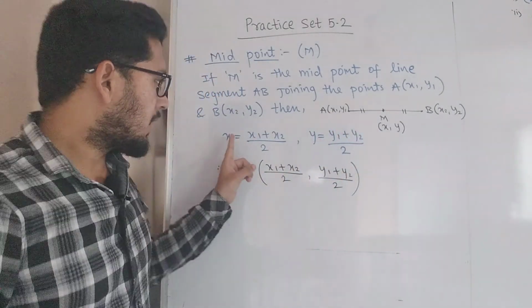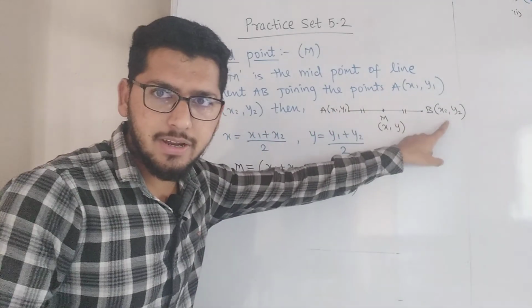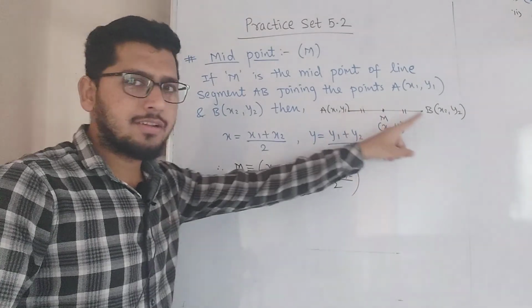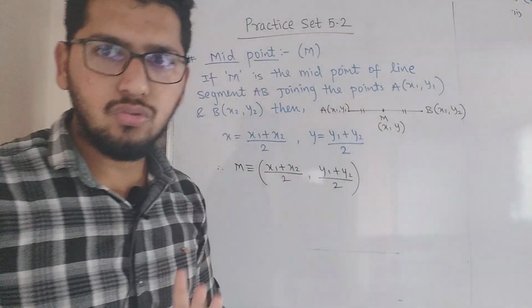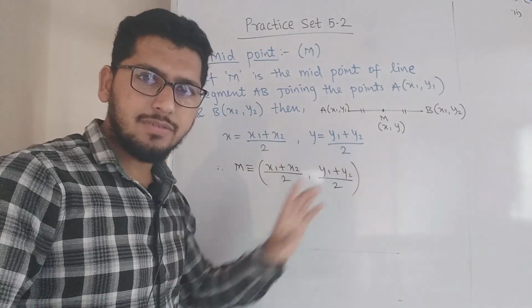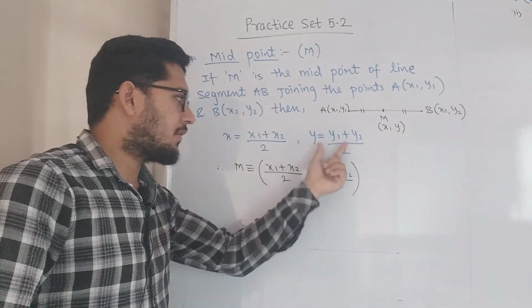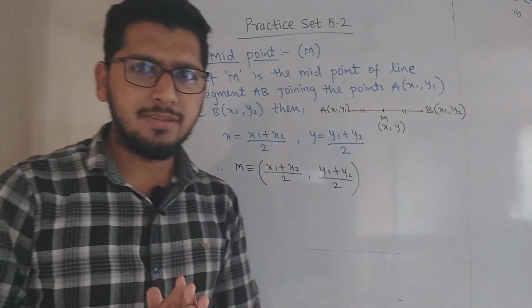Okay, then the formula will be x equal to x1 plus x2 upon 2. यहाँ का x1 लेना है, वहाँ का x2 लेना है, divide by 2. And to calculate y, y1 plus y2 upon 2. यहाँ का y1 लेना है, वहाँ का y2 लेना है, and divide by 2. So these two formulas are there, x equal to x1 plus x2 upon 2, y equal to y1 plus y2 upon 2, and therefore M is nothing but x1 plus x2 upon 2 comma y1 plus y2 upon 2. This is the formula. The formula is very simple.